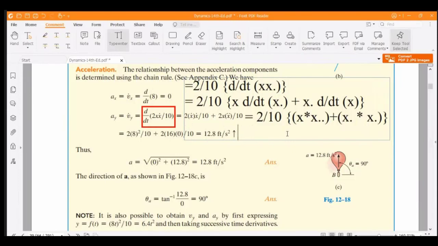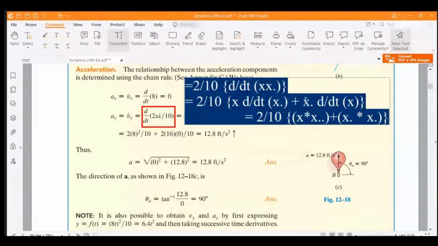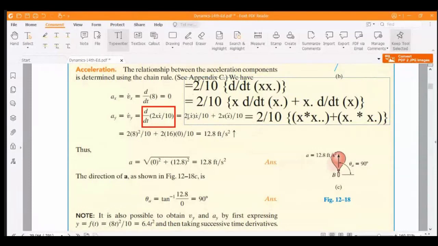Now see whether this matches with this one or not. 2 x dot here, 2 just comes inside, 2 divided by 10. So 2 divided by 10 x dot times x dot, and 2 x double dot divided by 10. I guess it is okay now.